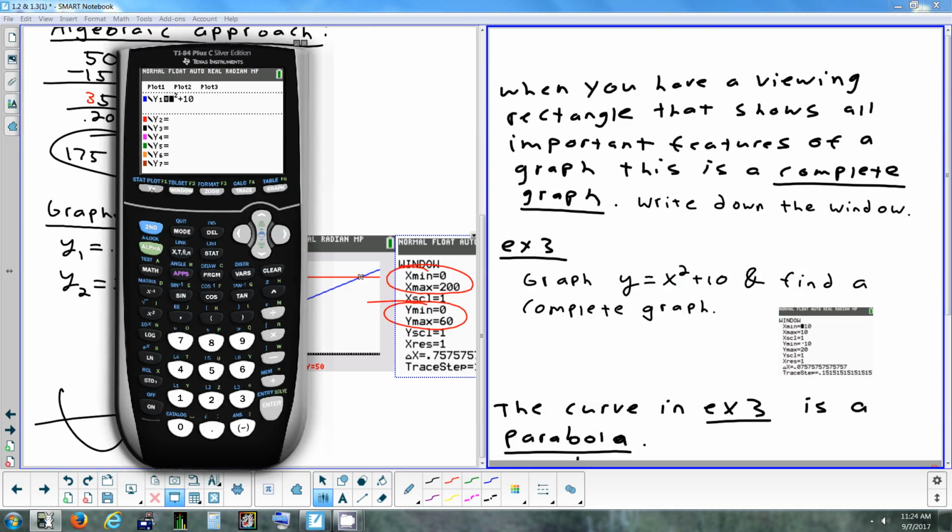Error? And did you type in exactly what I have for y1? X squared plus 10? The x min is negative. Yep, you got to make sure your x min is smaller than your x max. If you make your x max smaller than the x min, you'll get a weird error. It'll say window range error.